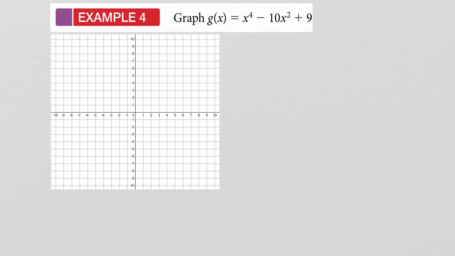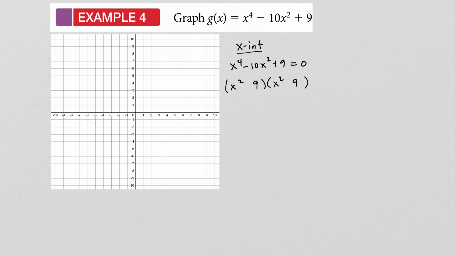So for our last one here, let's go ahead and graph this polynomial function. Once again, we're going to find the x-intercepts of our graph. So we're going to set our polynomial function here equal to 0. And let's go ahead and factor that. I'm going to factor just by using some trial and error here. I know x to the 4th is x squared times x squared. And I know that 9 could be 9 times 1.